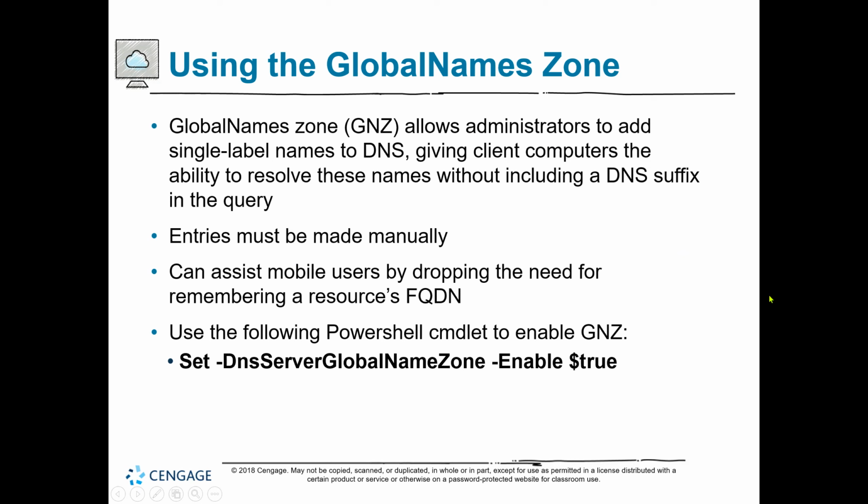Using the global names zone, or the GNZ, allows administrators to add single label names to DNS, giving client computers the ability to resolve these names without including a DNS suffix in the query. Entries must be made manually, and it can assist mobile users by dropping the need to remember the resource's FQDN. Use the following PowerShell cmdlet to enable GNZ: Set-DnsServerGlobalNameZone -Enable $true.